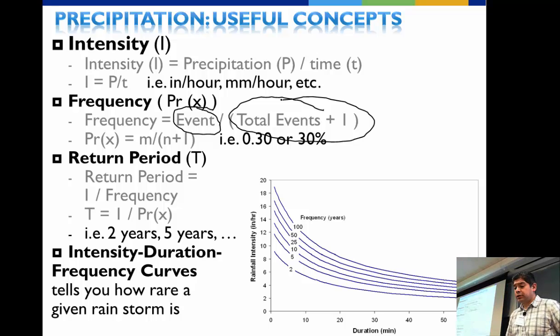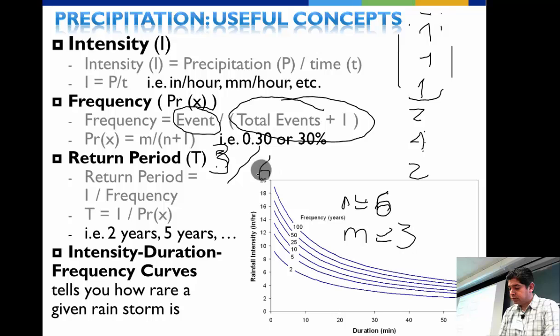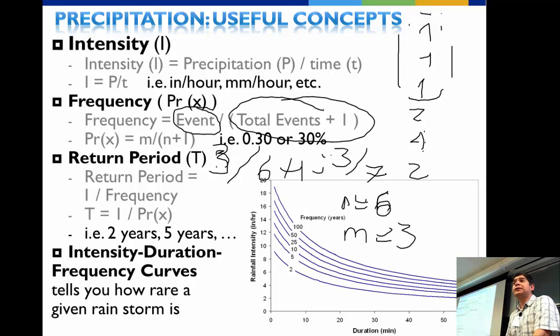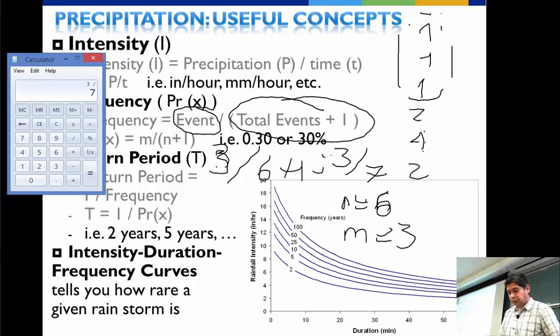Let's say we have events of 1 inch, 1 inch, 1 inch, then 2 inches, 4 inches, 2 inches. So the number of events, n, is equal to 6. How many times do we have the event of 1? Only 3. So in this case, the frequency of having an intensity of 1 inch per hour will be 3 over 6 plus 1, 3 over 7, and that will be somewhere around 0.43.